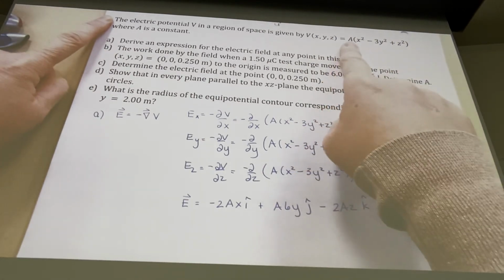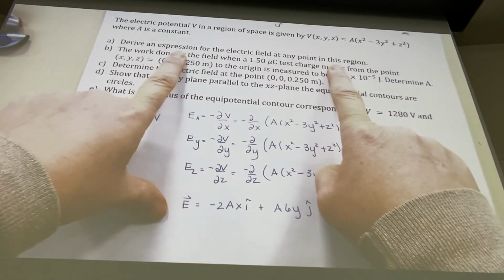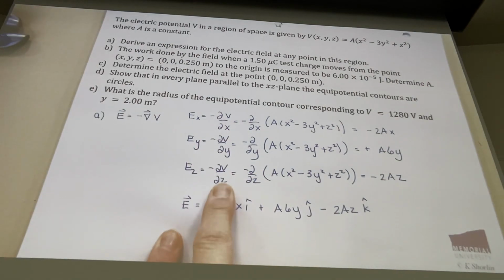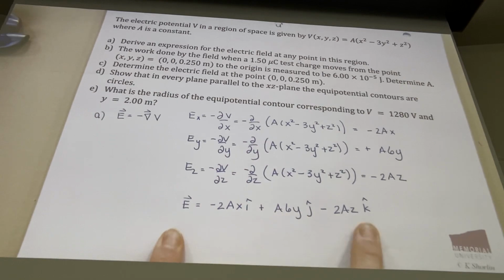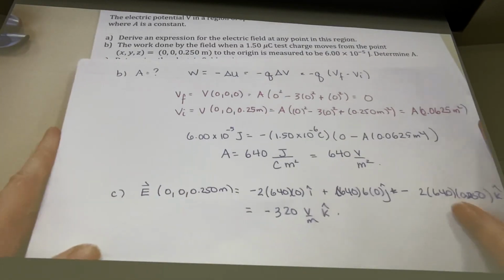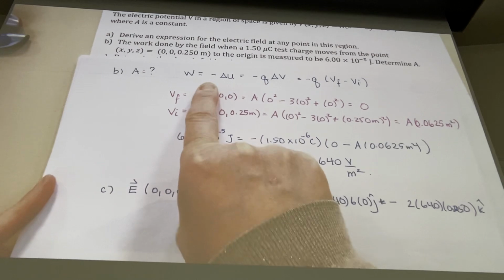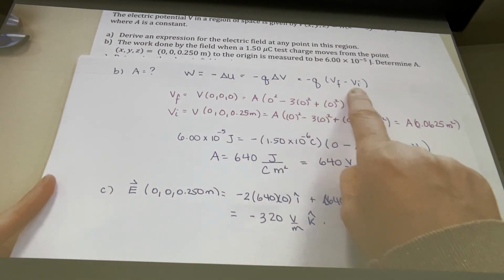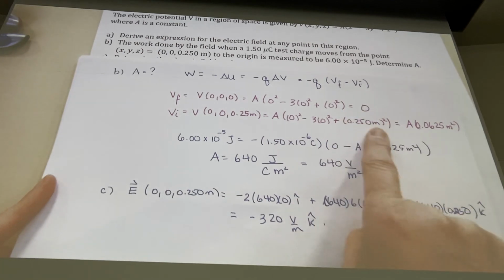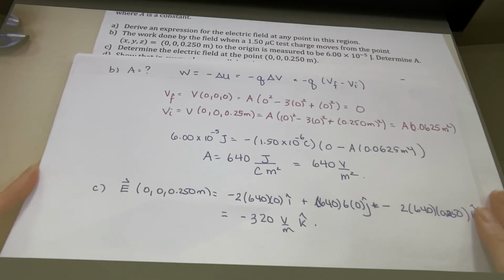this expression where we didn't know what A was. The first question was derive an expression for the electric field. So we knew we had to do the components by finding the derivatives with respect to x, y, and z. That gave us an equation for the electric field. Then the next thing we wanted to find was the value of that constant A. So we knew what the work done was, and we were asked to find A. We remembered that work was the negative change in potential energy, minus Q delta V. We knew the positions for our V_F and our V_I, so we were able to write those down, put in our work, and solve for A. Then we wanted to find the electric field at a certain point. We put in our numbers and found our electric field.